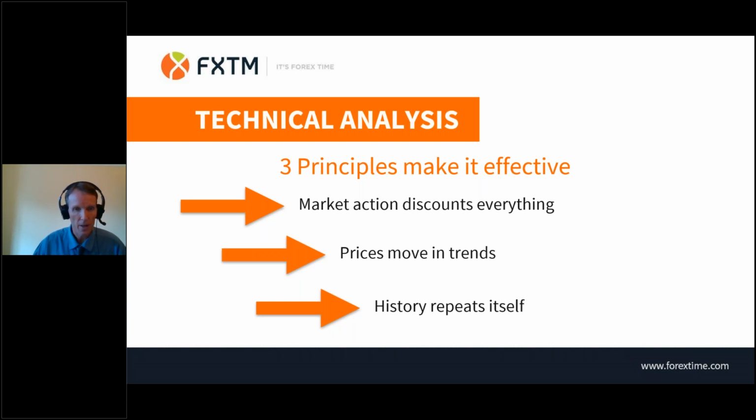So effective indeed. In fact, even the professional guys that trade your pension funds and your annuity funds and those things, they use technical analysis.